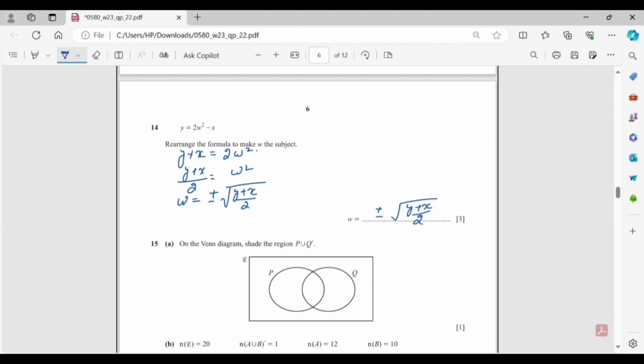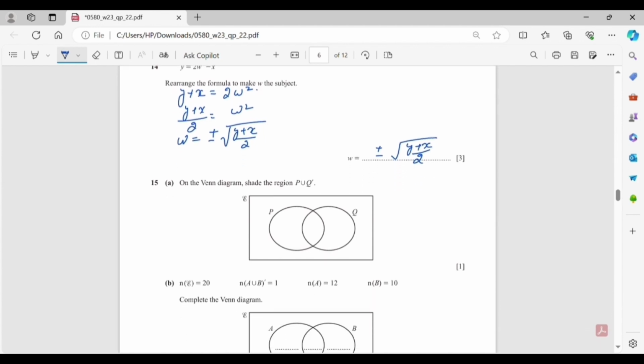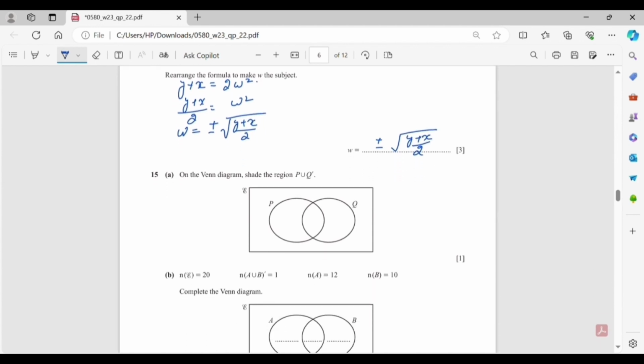Now next question, question number 15. On the Venn diagram, shade the region P union Q complement. So Q complement will be U minus Q. Let me change the color first.